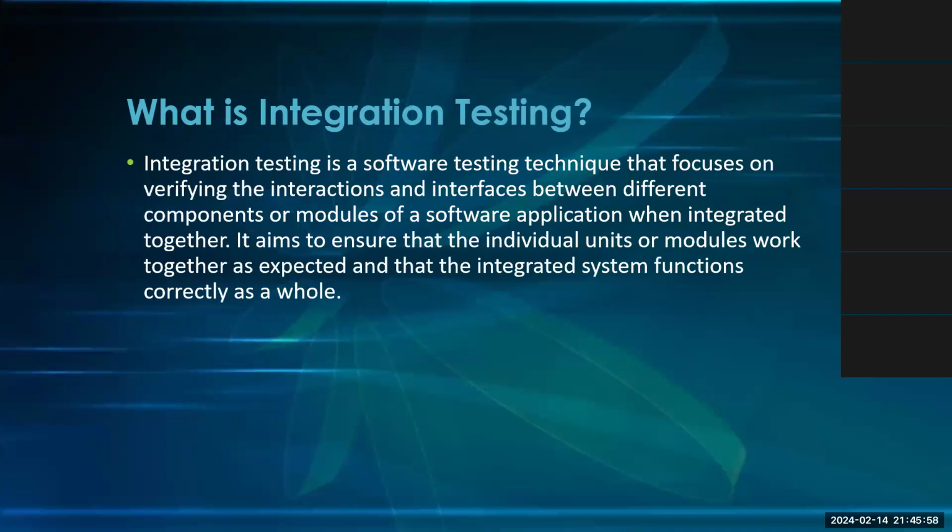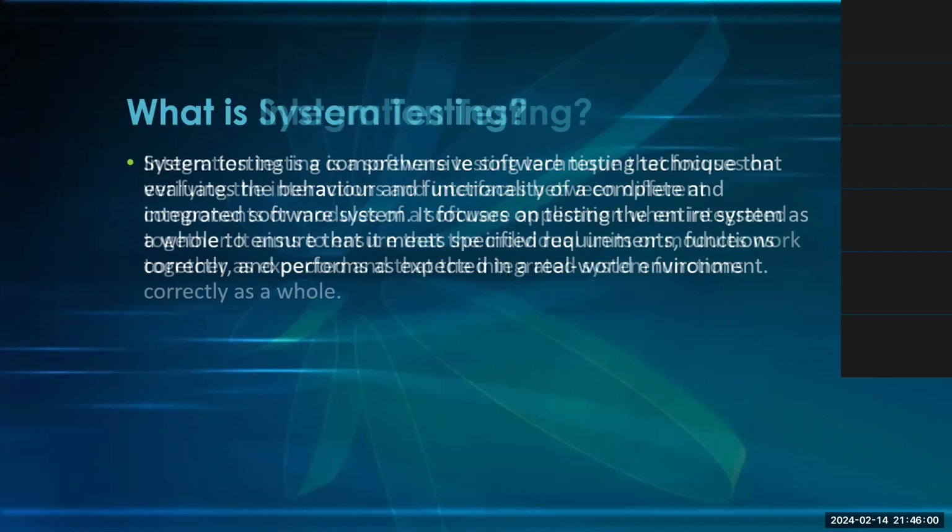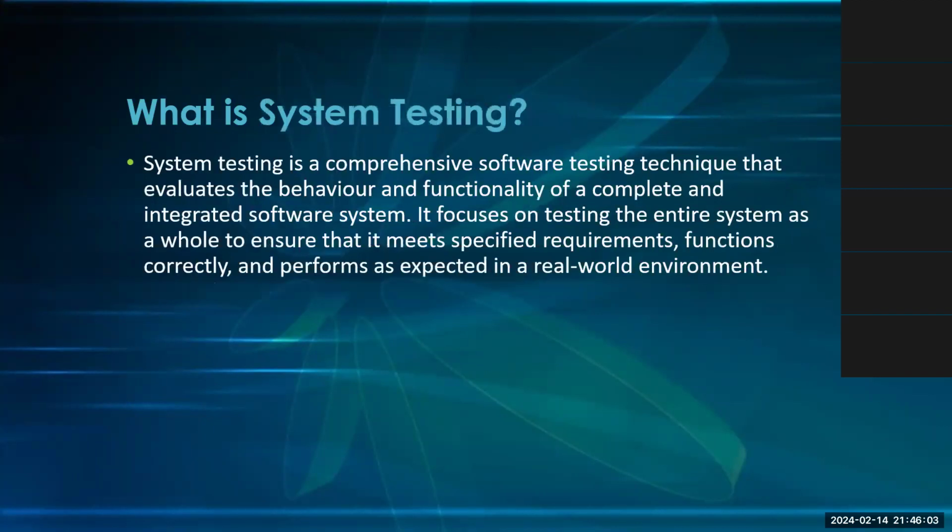So particularly, system testing is a comprehensive software testing technique that evaluates the behavior and functionality of a complete and integrated software system. It focuses on testing the entire system as a whole to ensure that it meets specified requirements, functions correctly, and performs as expected in a real-world environment. It's a critical phase, more critical because you do a whole lot of testing when it comes to system testing.